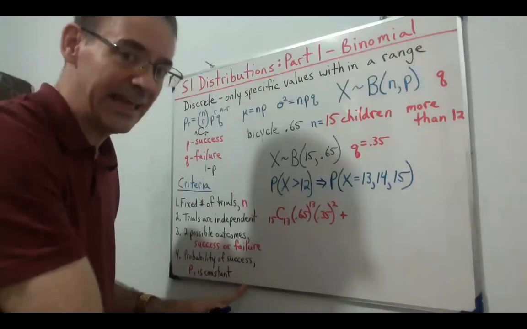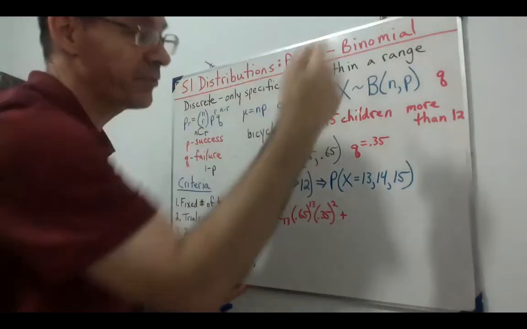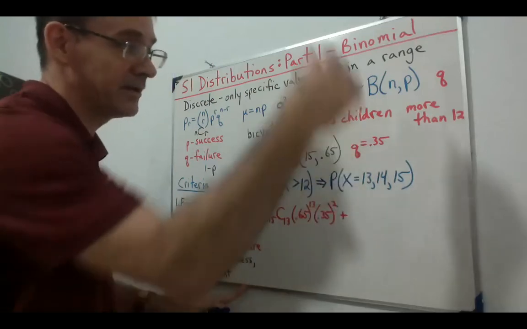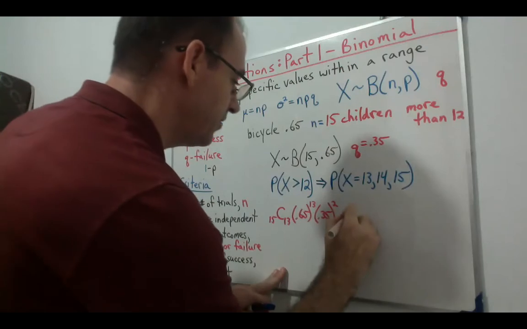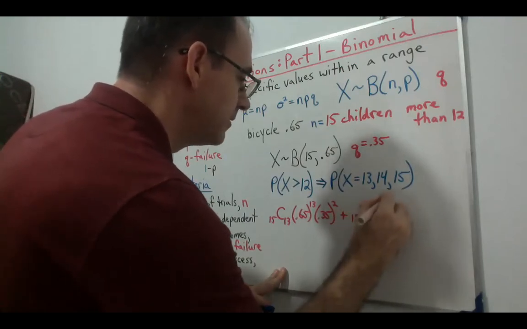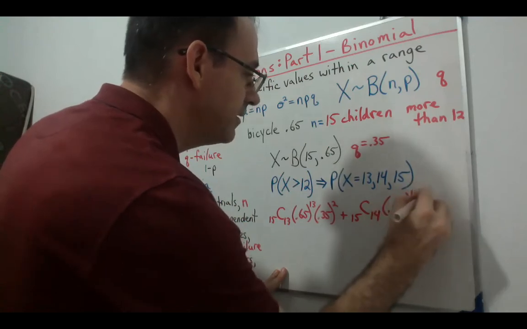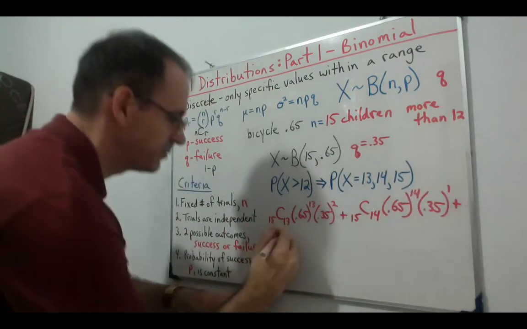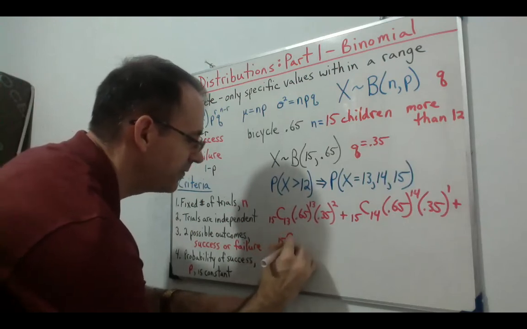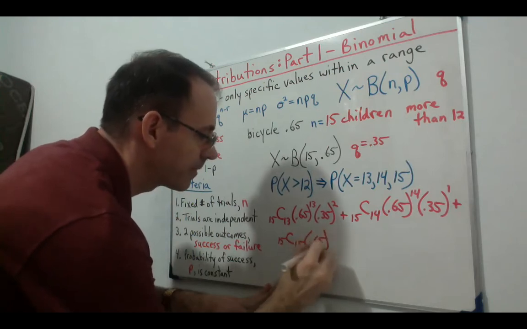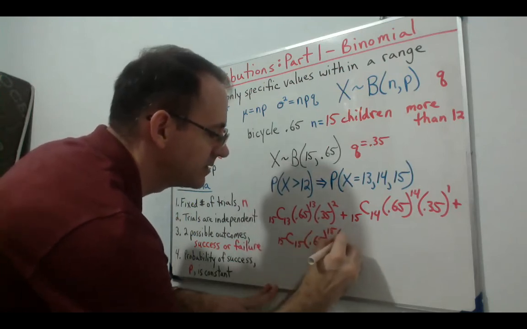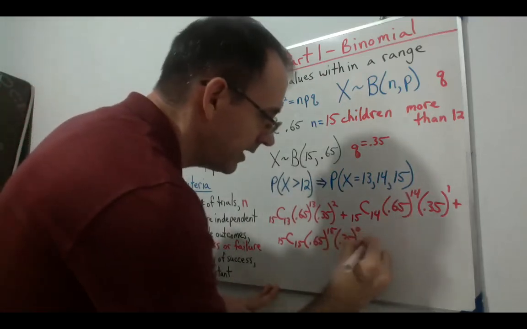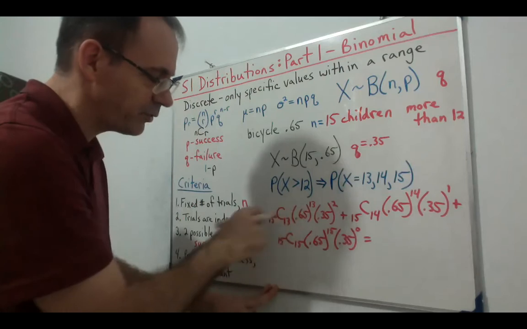This is like looking at the end vertically, and we're seeing the pathways that end up with 13, the pathways that end up with 14, and all the pathways that end up with 15, and so we're adding them up together. So this is now 15C14, 0.65 to the 14, because there's now 14 successes and 1 failure, plus, and I'll just put it down here, 15C15, where all of them are successes, and of course, no failures. I'll still write it anyway, just so that you see the consistency.